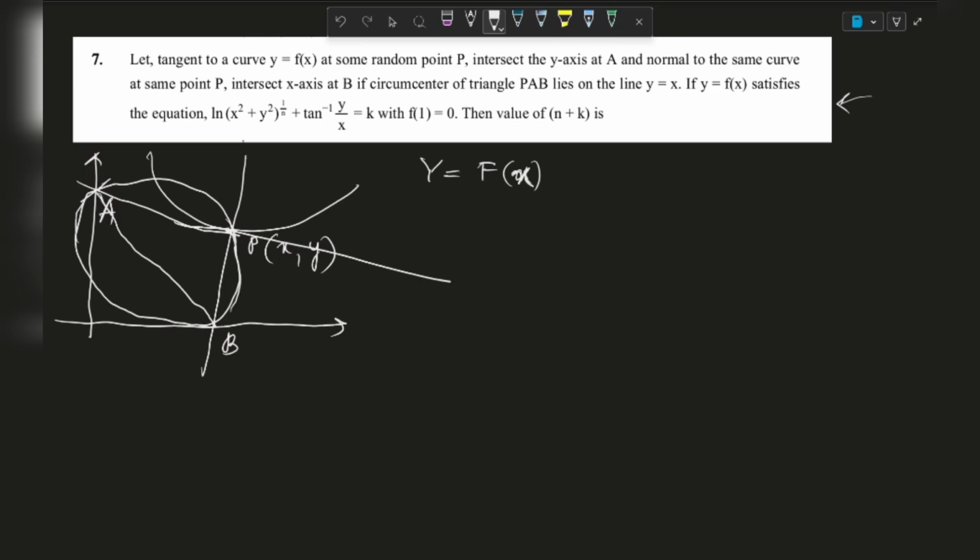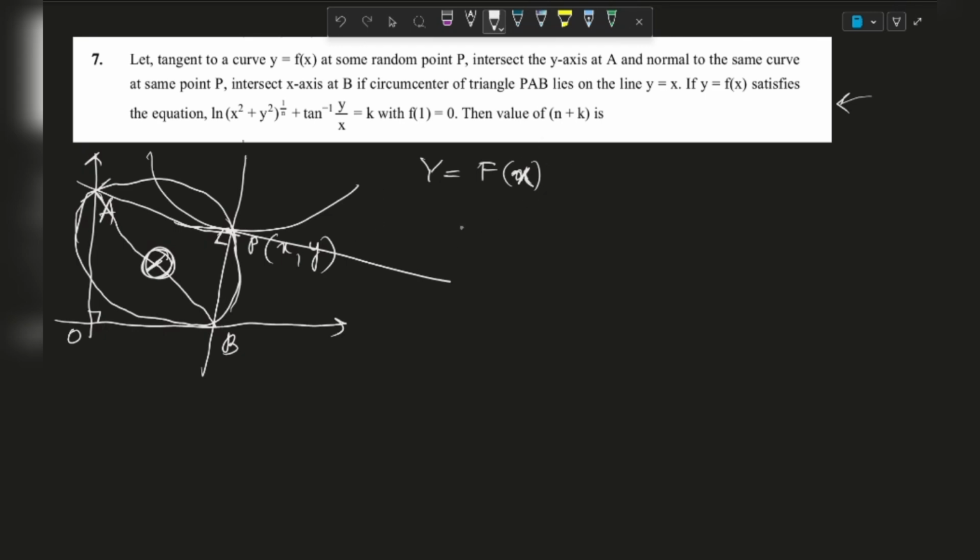And now we have to find out the circumcenter. Basically this will be the midpoint of the line AB, as you can notice. So roughly this is what we have now. And one more observation you can make from here is that AOPB is a cyclic quadrilateral. So now I guess we will have to find the equations.